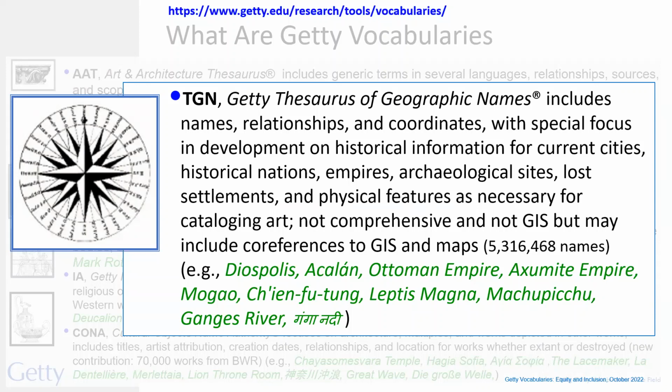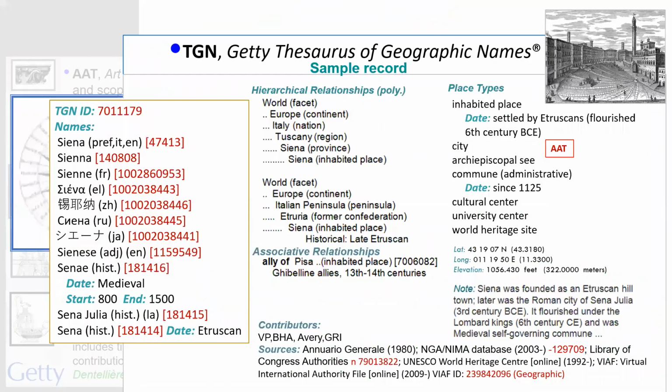We have TGN, the Getty Thesaurus of Geographic Names, and this includes names, relationships, and other rich data for places. Our focus and development is on historical information for current cities, on historical nations, empires, archaeological sites, lost settlements, and physical features, but only as necessary for cataloging art. TGN is not comprehensive, and it's not GIS, that is a geographic information system, but it may include co-references to these other resources and to maps. So in TGN, you'll find terms such as Diospolis, the Ottoman Empire, Machu Picchu, etc.